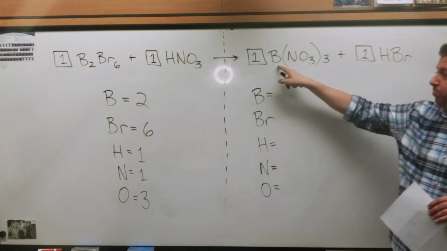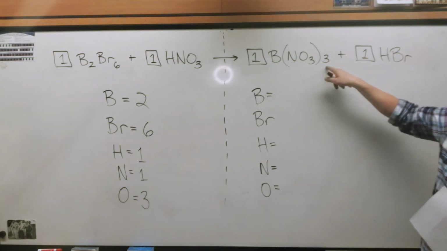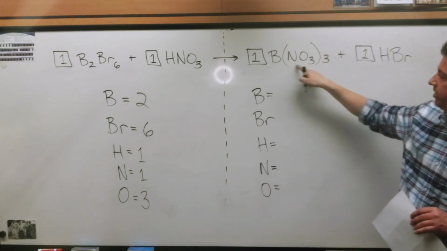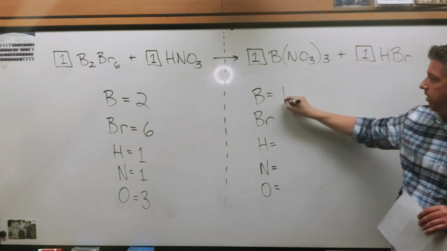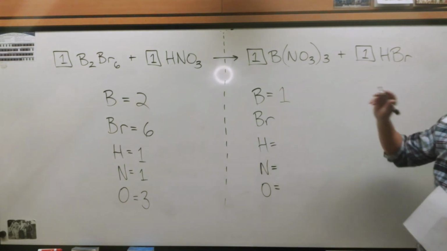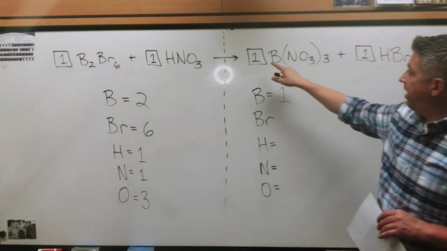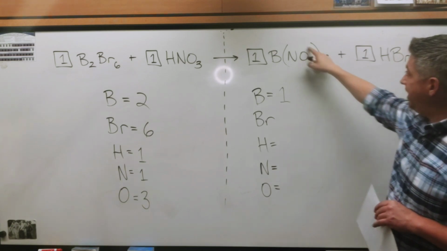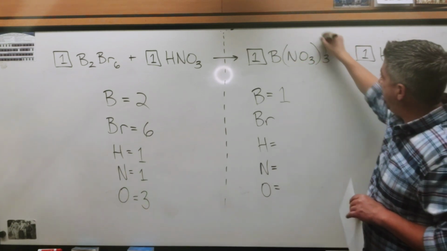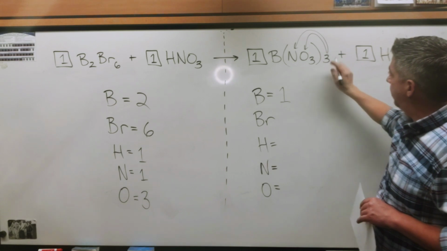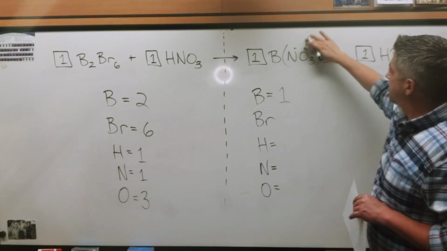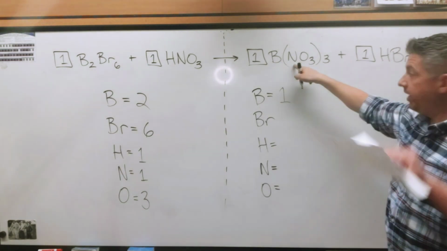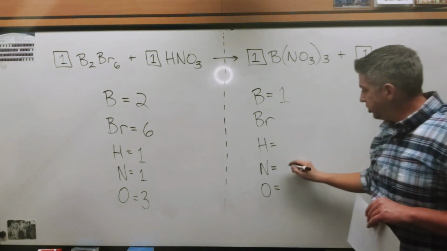Now, we only have 1 B. If you see, there's a 3 over here. The 3 only applies to what's inside of the parentheses. So we have 1 bromine, just 1. Now, here's where it gets tricky. We have 1 times N, which is 1, but we have 3 of those. This 3 applies to everything inside of here as well. So 1 times 1 is 1 nitrogen times 3. We actually have 3 nitrogen.